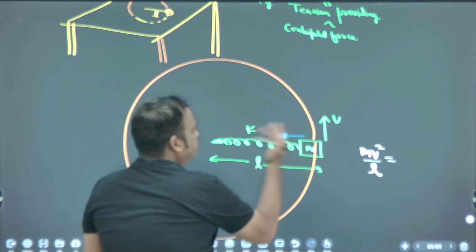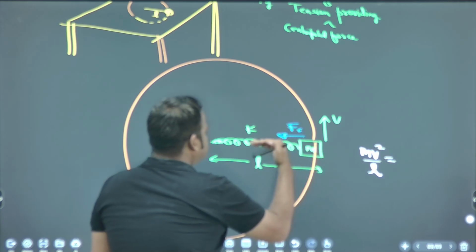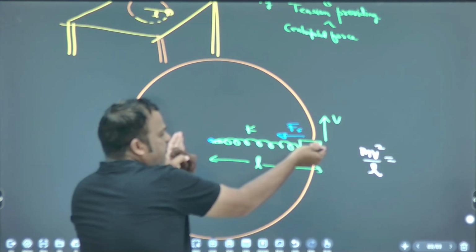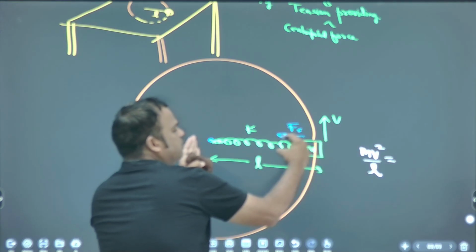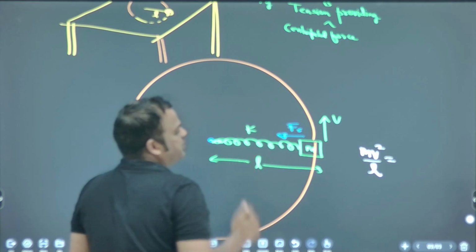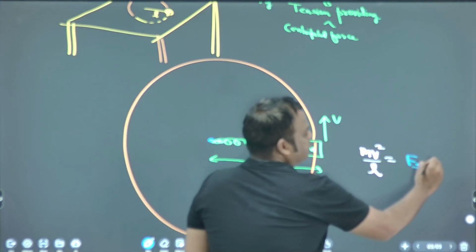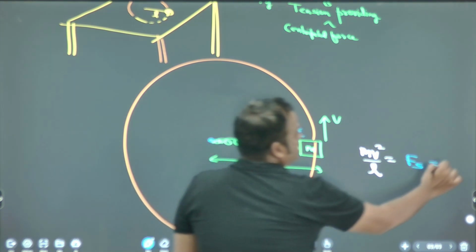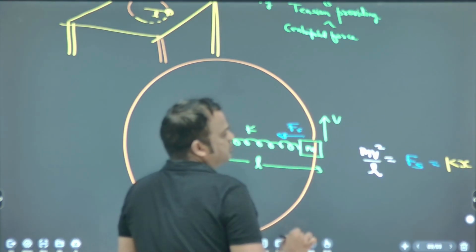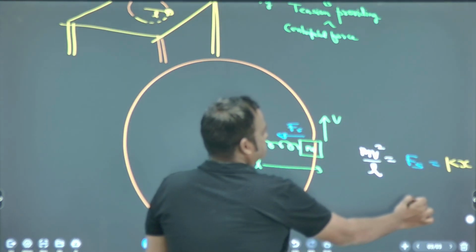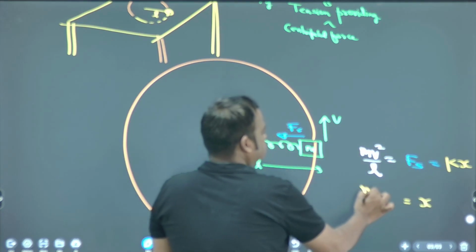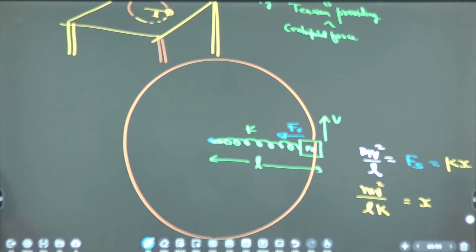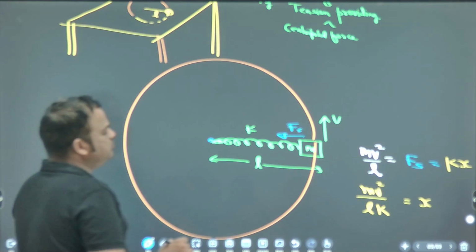So the spring force will act towards center. Correct? It will be elongated, so spring will pull the block. Okay, so this is the spring force. What is the formula for spring force? Kx. Very good. Formula for spring force is Kx. So what is the elongation? How much elongation in a spring? mv square by l into k.